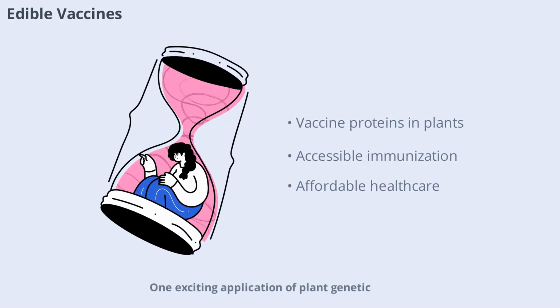One exciting application of plant genetic engineering is the development of edible vaccines. By engineering plants to produce vaccine proteins, scientists hope to create foods that can immunize people against diseases. This could make vaccination more accessible and affordable, especially in regions with limited healthcare infrastructure.